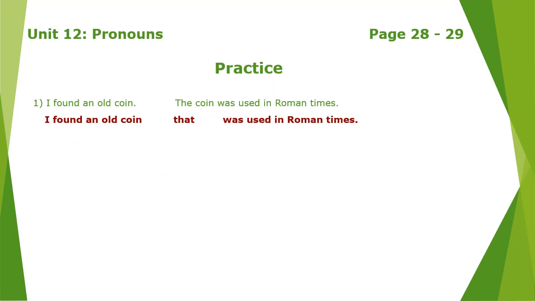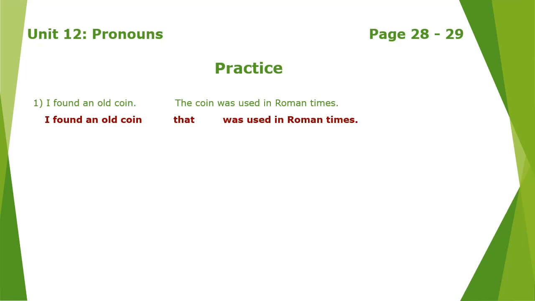So like you can see, this is the more complicated question, and in this question I have two sentences and I need to join them together. So for example, number one, I found an old coin, and the second sentence, the second part is the coin was used in Roman times. So I need to connect these two sentences together. Right now they are separate.